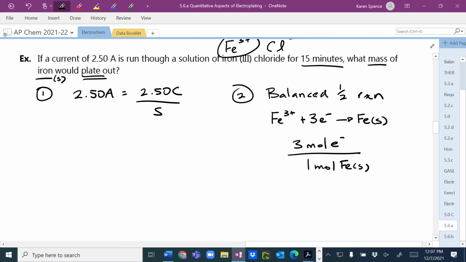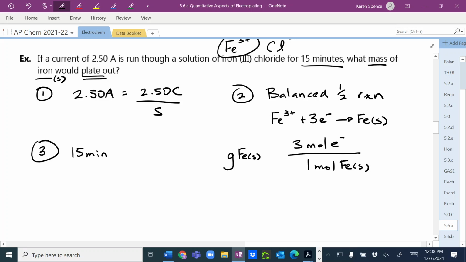The third thing to do is just to do the conversion. Because this is the first one we're doing, we're going to do a map. What do you think we are starting with? There's only 2 numbers and one of them is a conversion factor. We're starting with 15 minutes. What do we want to finish with? We want to finish with grams of iron solid.